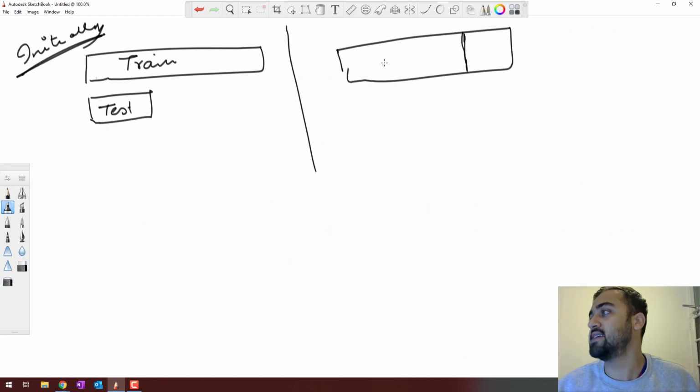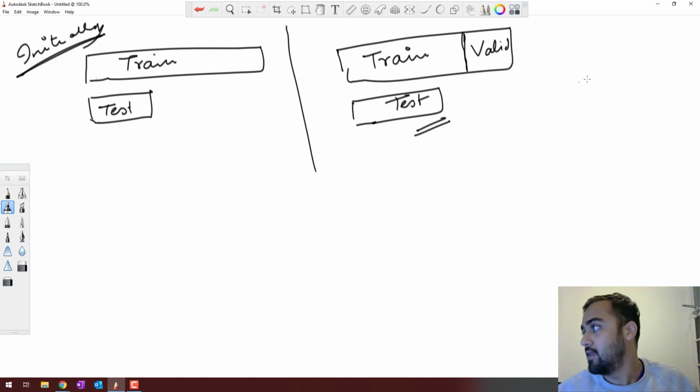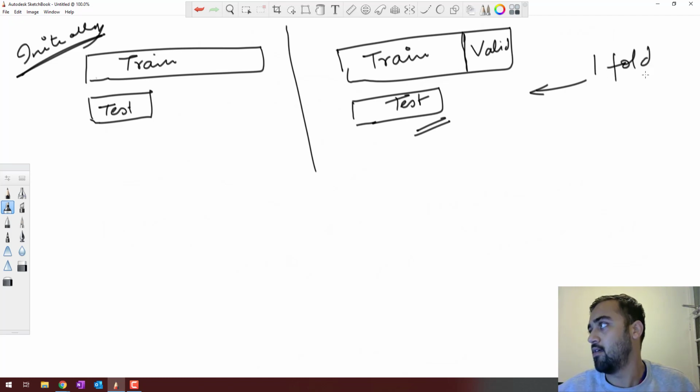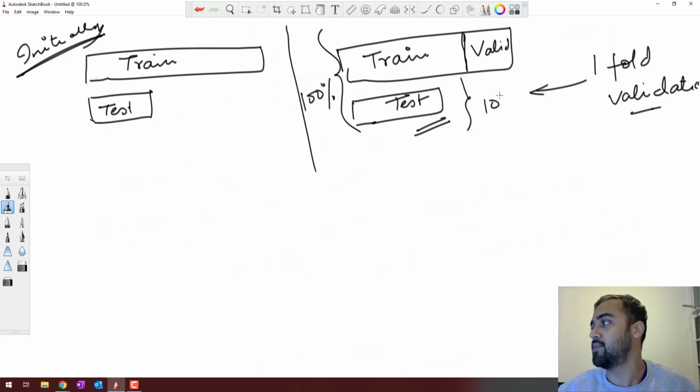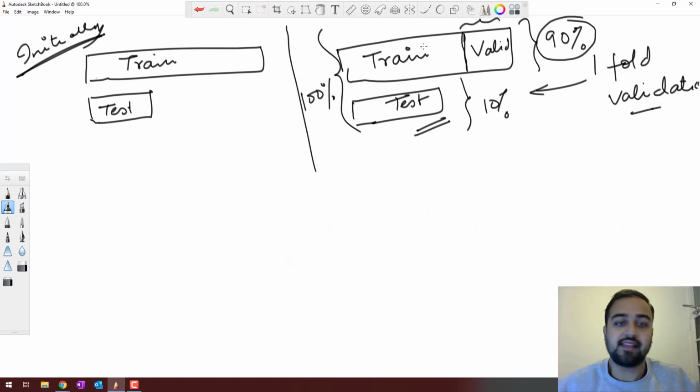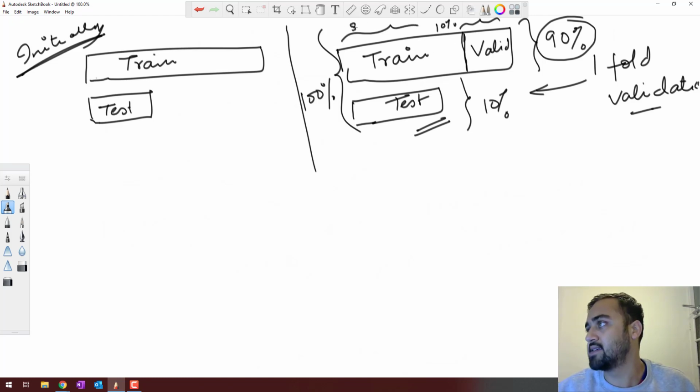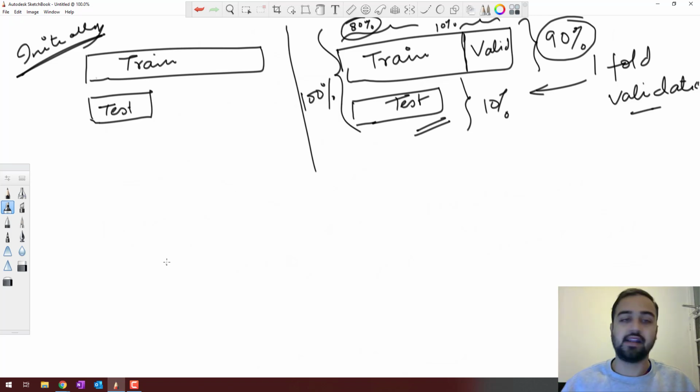So the validation set is basically a part of your train set only, and your test set is still kept separate, right? This is basically your one-fold validation, right? Where, if this consists of 100% of your data set, the test set is 10%, and your training set is 90%. So of that 90%, a further 10 or 20 or 30%, that depends on you, gets divided into a validation set. So that leaves us with 80% of the training set.